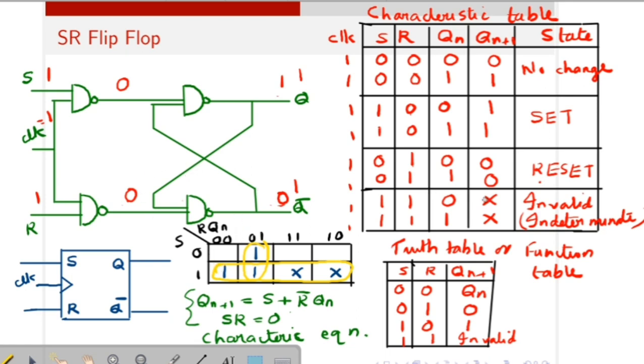Then its characteristic table. From the characteristic table we derive the truth table and also the characteristic equation. Okay. Characteristic table actually defines the function of the flip-flop. That means what is the output depending on the different input conditions. That means what is Qn plus 1 depending upon S and R input and the present state Qn. Okay, but in some design process we know the present state and next state, and we wish to find out the flip-flop input conditions. In that case we should know the excitation table.